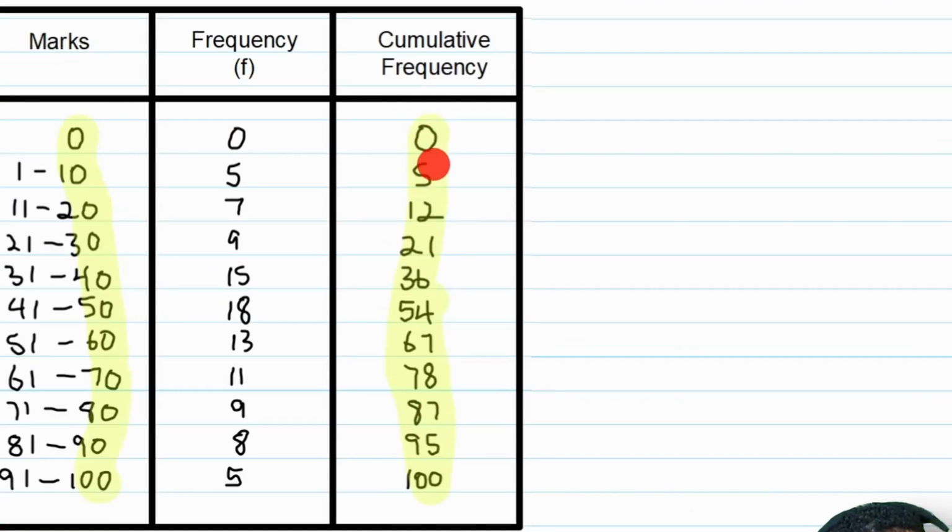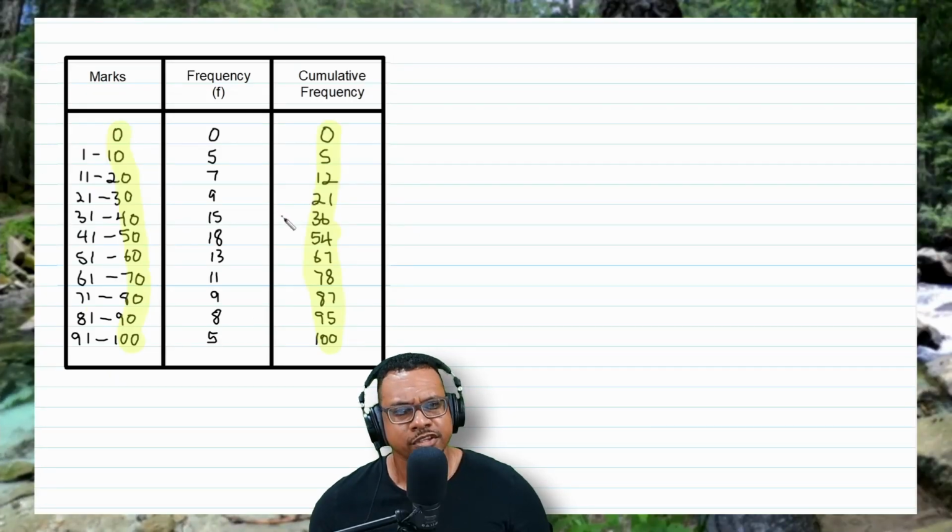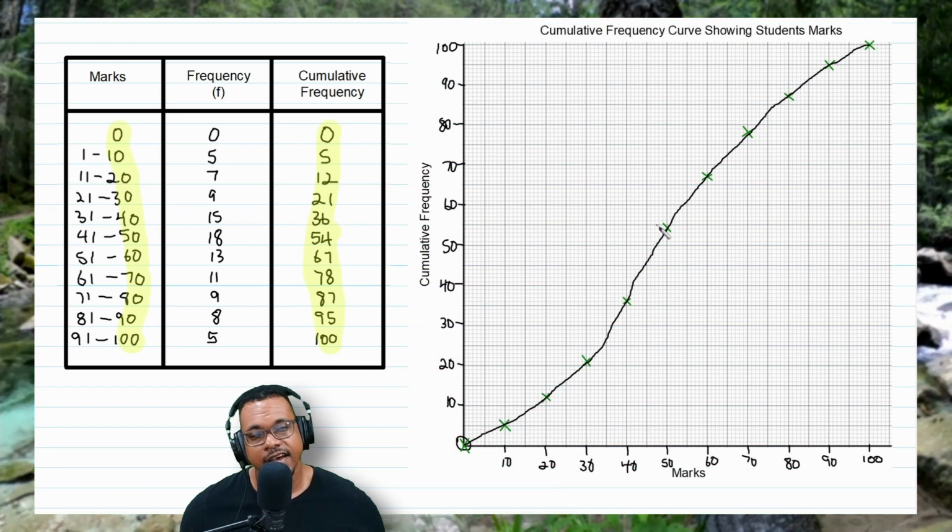So of course, we have to work out the cumulative frequency. First frequency is 0, so I put 0 here. 0 plus 5 is 5. 5 plus 7 is 12, and so on. And when drawing the cumulative frequency curve, you plot cumulative frequency on the y-axis against the marks on the x-axis. And of course, for the marks, because it's grouped data, we use the upper class limits. And this would be the cumulative frequency curve for the information in this table here.